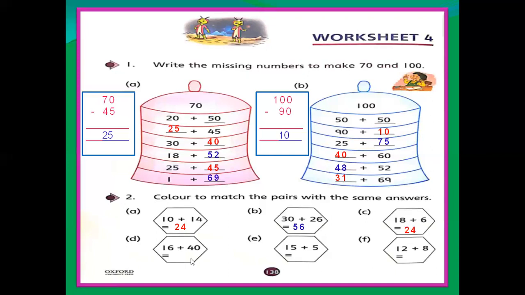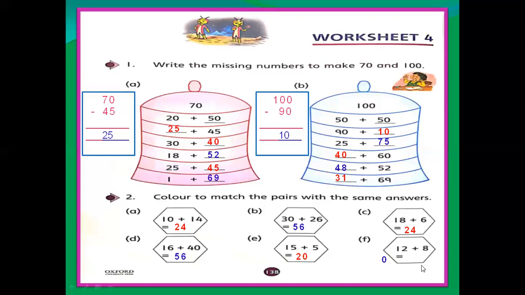16 plus 40. 6 plus 0, 6. And 4 plus 1, 5. Mean answer 56. Okay, 16 plus 40, what is the answer? 56. E part, 15 plus 5. After 15 count 16, 17, 18, 19, 20. So the answer is 20. F part, 12 plus 8. After 12 count 13, 14, 15, 16, 17, 18, 19, 20. The answer is 20.